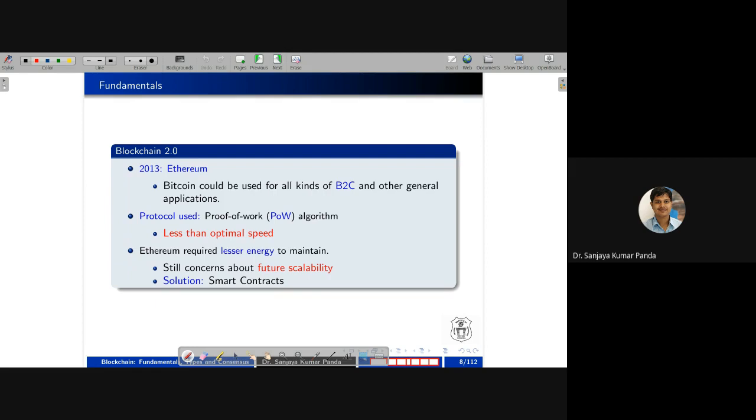But there are also some issues related to Ethereum, that is related to scalability. When the number of users increases and the number of transactions increases, how to maintain that is also more challenging. In order to avoid that, we have smart contracts as a solution to this scalability problem.